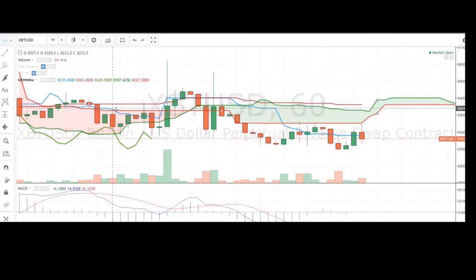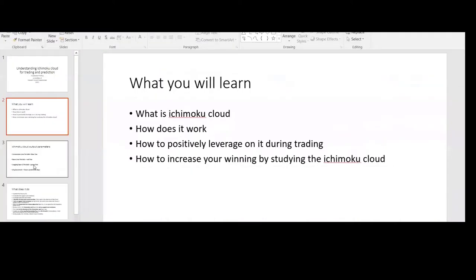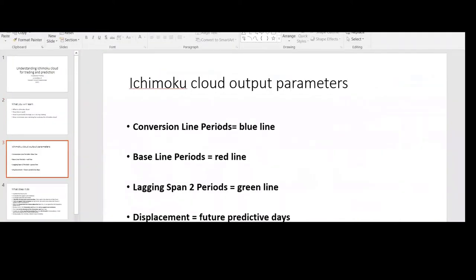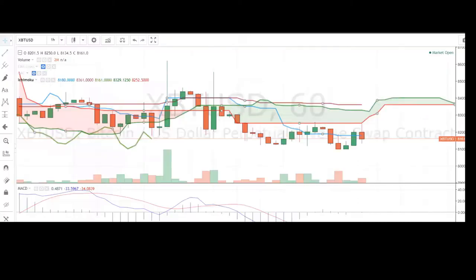Now, like I said initially, we have the conversion line. For Ichimoku Cloud, you have the conversion line, which is a blue line. You have the baseline, which is the red line, more like the deep red line, or wine. Then you have the span, which is the green layer, and then we have the displacement, which is the future. Okay. So on that note, let's go back to our chart.